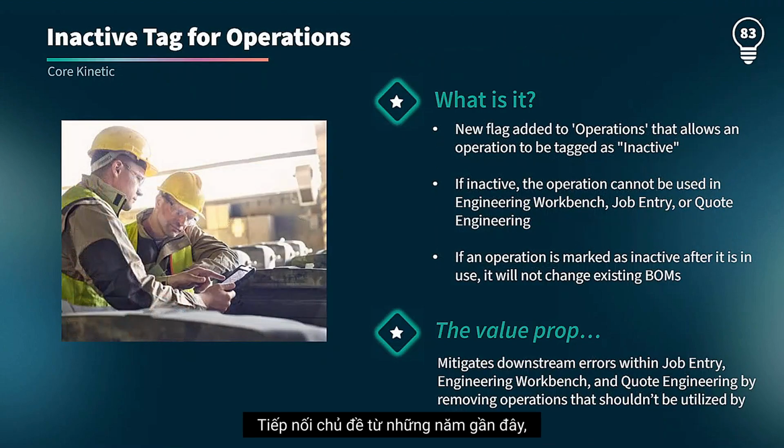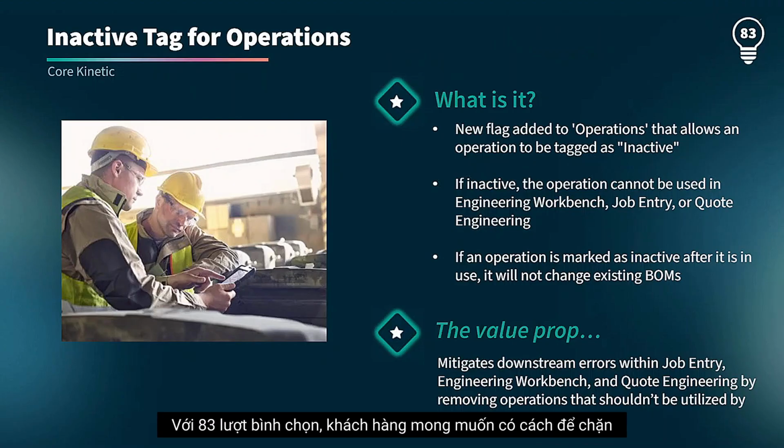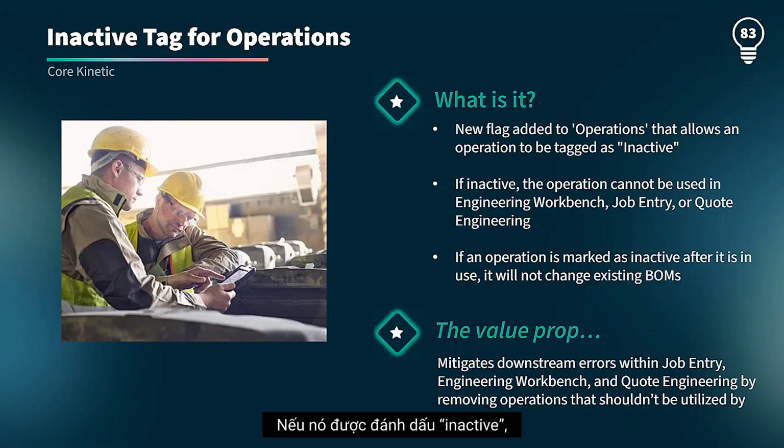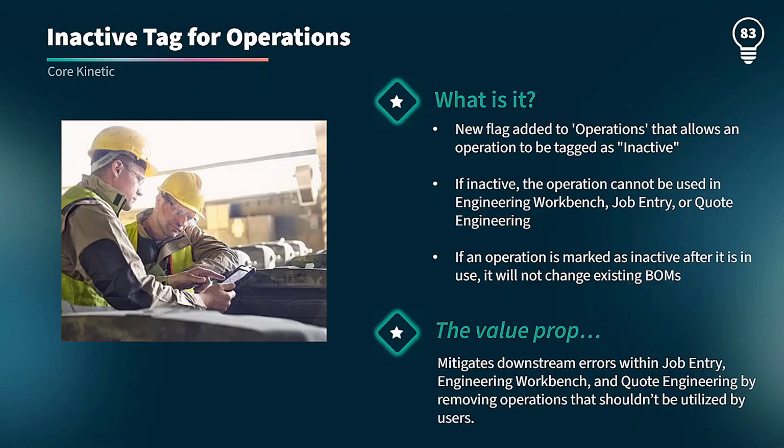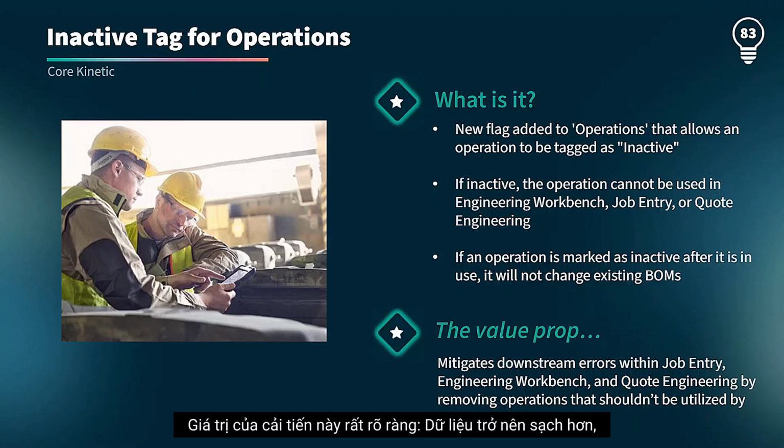Continuing on our theme of the last few years, we're adding more inactive flags to setup tables. This time it's for operations. And with 83 votes, customers wanted a way to block old or unused operations from being selected in job entry and engineering workbench and quote engineering. If it's inactive, you can't use it in the future going forward, but it won't disrupt existing bills of materials. The value is simple: cleaner data. Downstream, you can eliminate the use of something you no longer want to use.